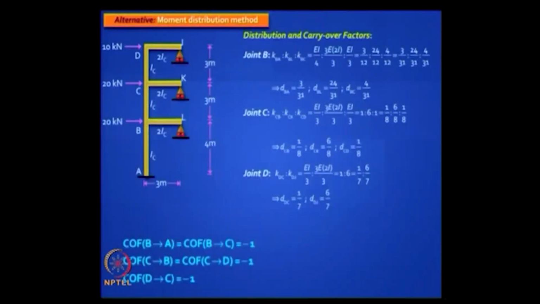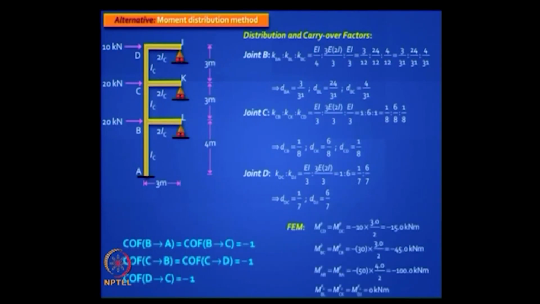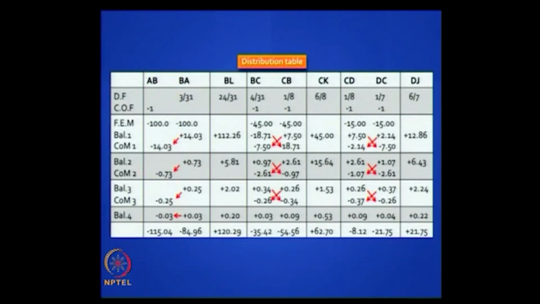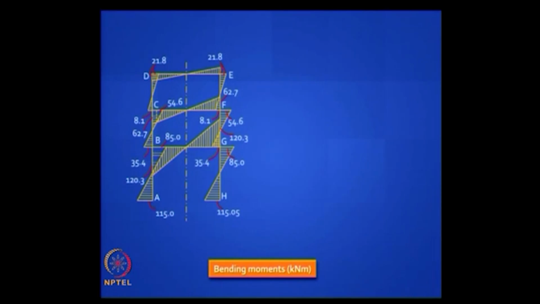Write down your carryover factors. You know that for the cantilever portion only you have a carryover factor of -1. You don't have carryover anywhere else. Calculate the same fixed end moments which you had to calculate for the slope deflection method. Make your table. You will get some answers, the accuracy of which improves as you increase the number of iterations. Agreed? So I stopped with 3, and this is the answer you get from moment distribution method.